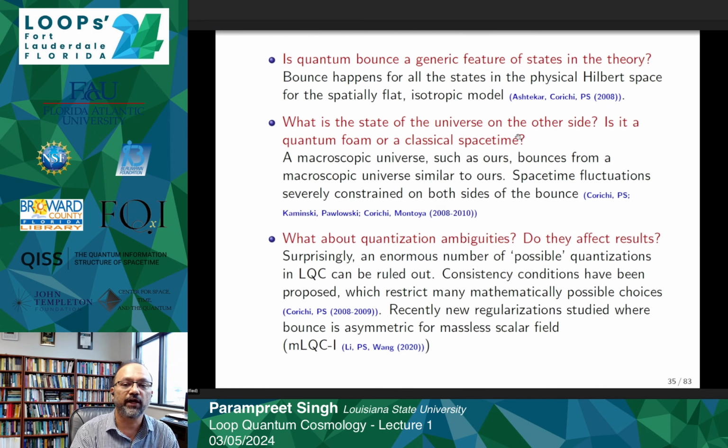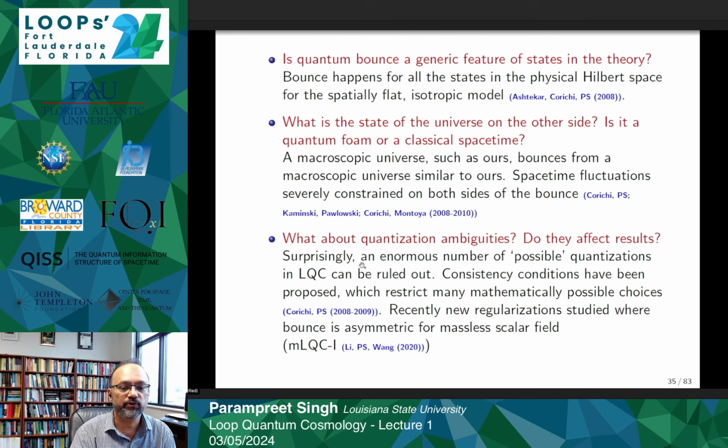What is the state of the universe on the other side? Is it a quantum foam or a classical space-time? A macroscopic universe, such as ours, bounces from a macroscopic universe similar to ours. So if you start from a macroscopic universe and evolve it through the bounce, you will get a macroscopic universe like ours. If you start from a quantum universe, you will end up with a quantum universe. The space-time fluctuations are severely constrained on both sides of the bounce. There was a debate long time ago, maybe 15 years ago, that as you reach the bounce, there will be space-time fluctuations and they will destroy the bounce. It turns out to be the opposite. Space-time fluctuations actually help the repulsiveness of gravity.